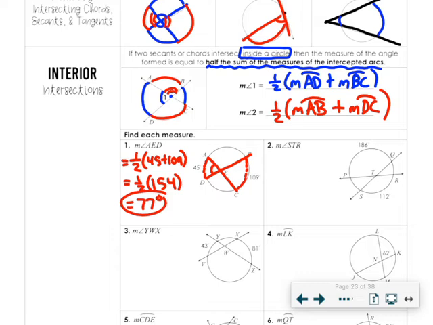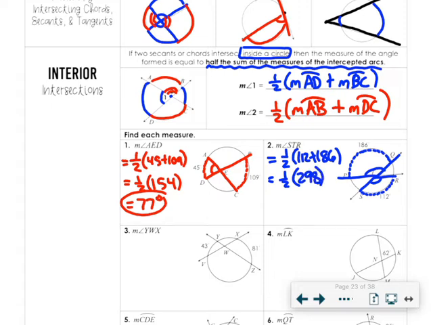Next, STR, that's this angle in the middle. It's across from a 112. The other side of that angle would be right here. These two would be the same number of degrees, and that's across from a 186. So I need to add those two together and cut it in half. That's going to equal 1/2 of 112 plus 186. This is 1/2 of 298, which is 149 degrees.